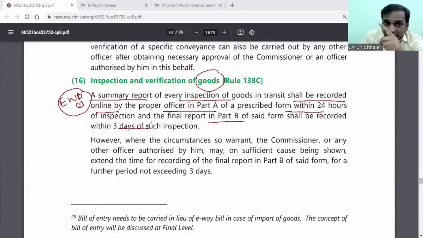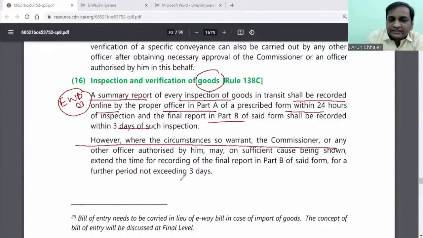It also has Part A and Part B. Part A is to be completed within 24 hours. Part B can be completed within 30 days. And on sufficient cause being shown, it can be extended by another period of 3 days.